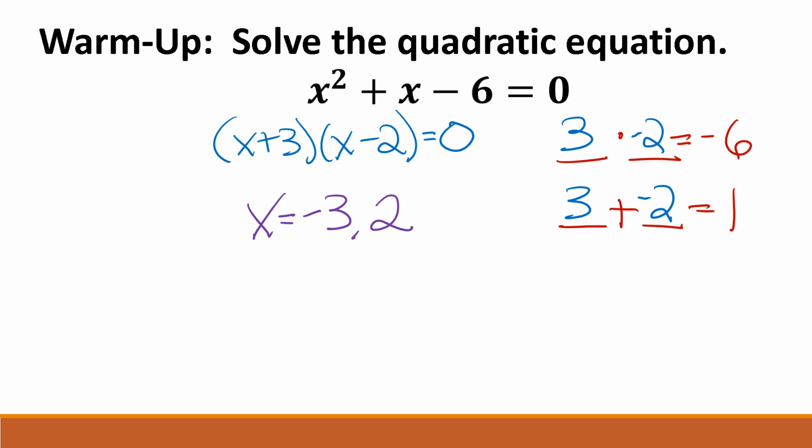And what do those numbers represent? If I were to graph this, what do those numbers represent on our graph? Yeah, so when we solve that, we're solving for the x-intercepts. All right. So that's a little refresh of our quadratics.